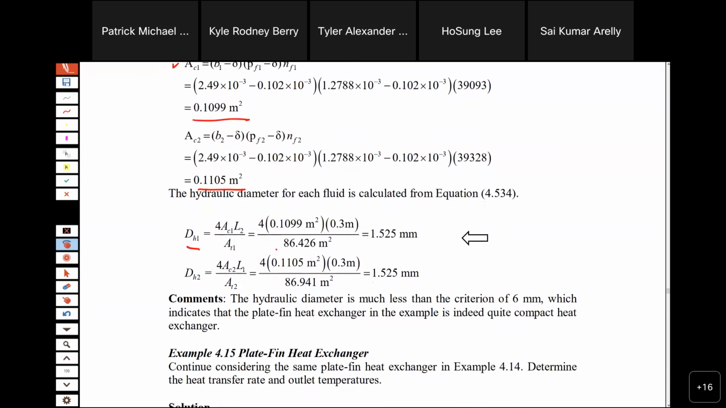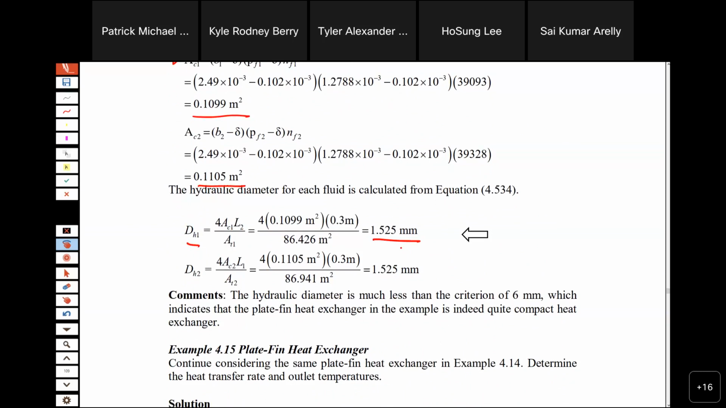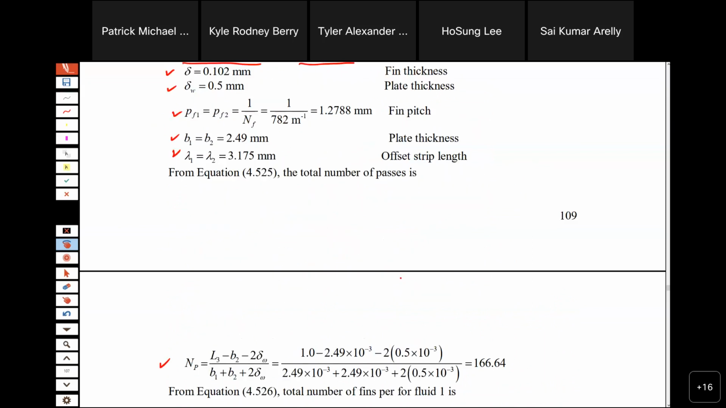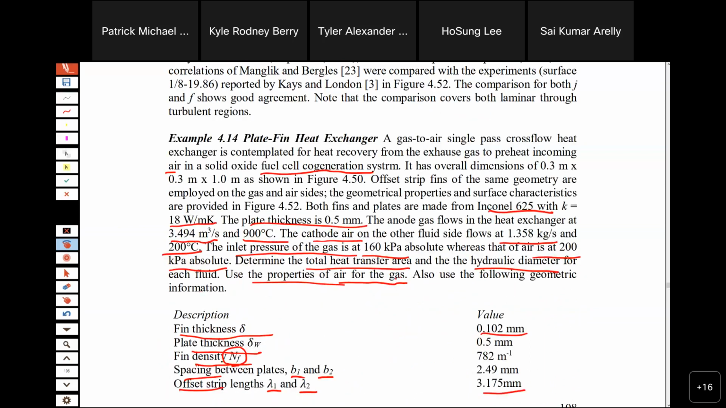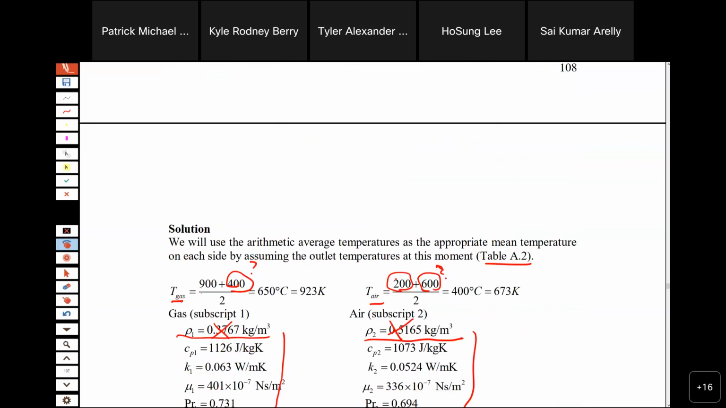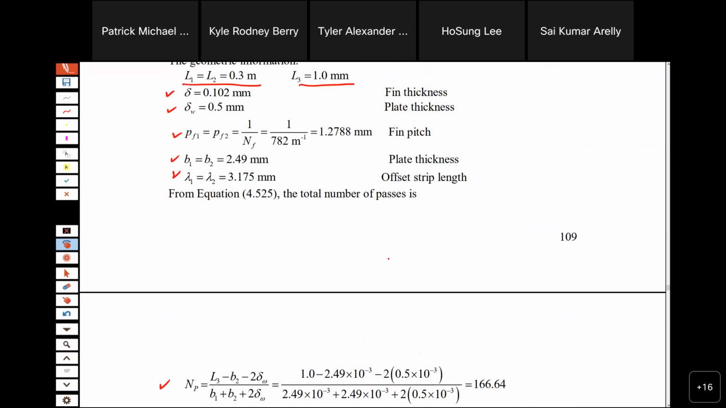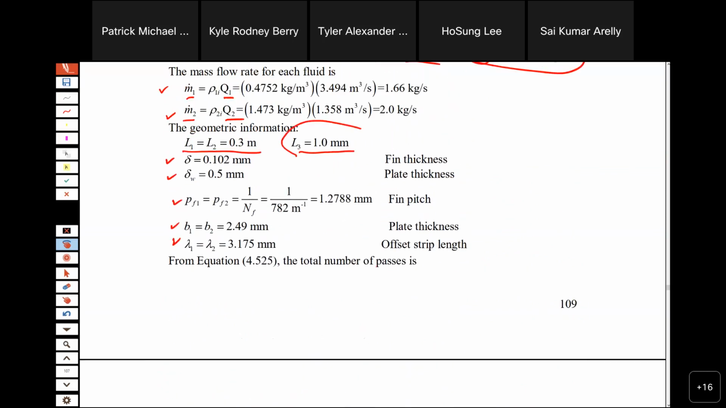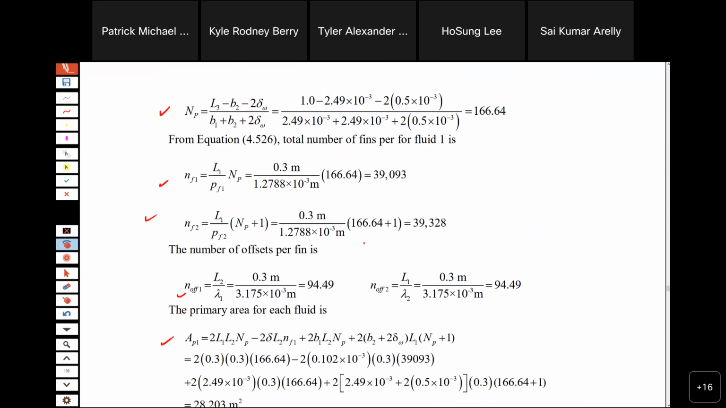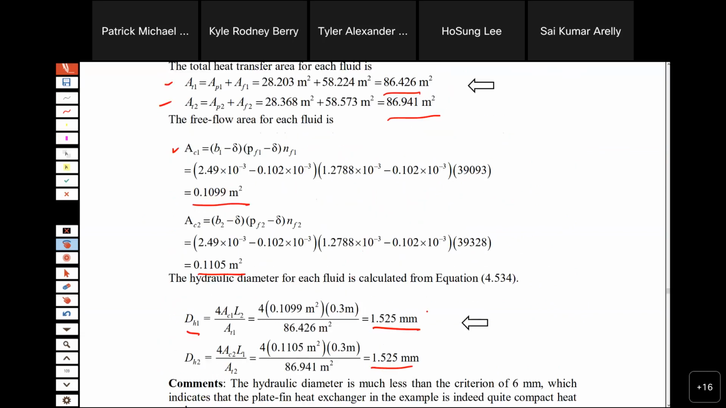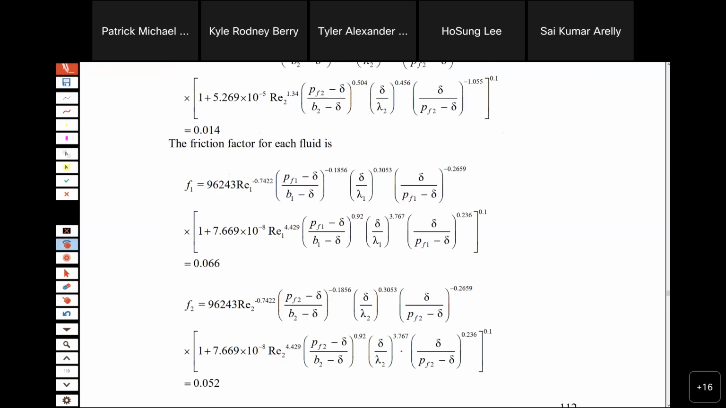And then hydraulic diameter, wow, look at that. The dimension is 1 meter, 2 meter. Hydraulic diameter is 1.5, so compact. You know, this is a 1 meter, 2 meter size. The dimension, 1 meter height, is so compact. We calculated hydraulic diameter. Sorry.